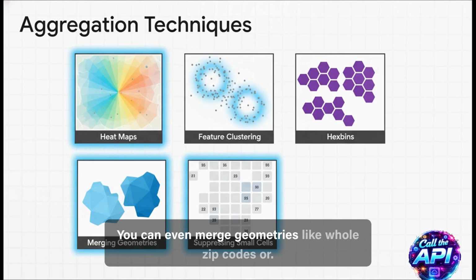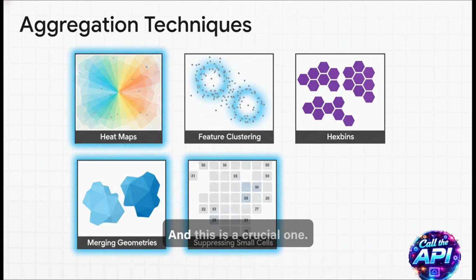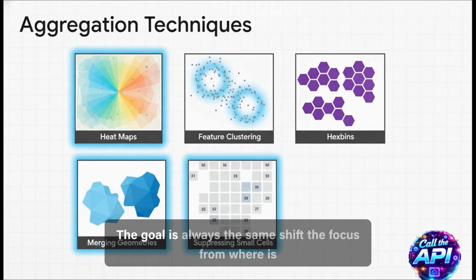You can even merge geometries, like whole zip codes, or, and this is a crucial one, suppress small cells, which just means hiding any group that's too small to be truly anonymous. The goal is always the same. Shift the focus from where is this person to what is the pattern in this area.